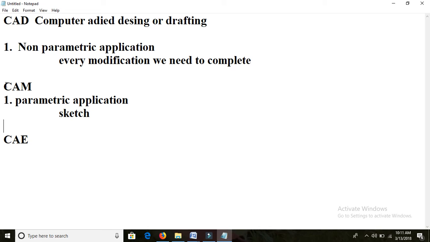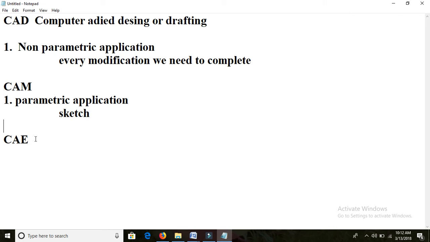Why? Because every application has its own tools, friends, and by using those tools we can do it easily. It's no problem. So if the candidate has an interest in making designs or in manufacturing, then they can learn it, no problem at all.